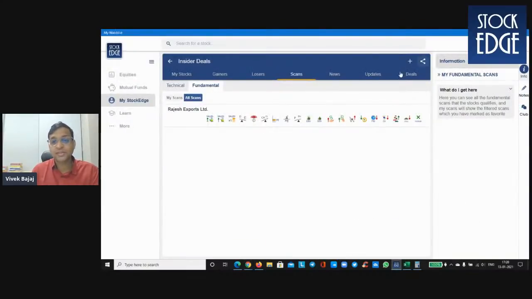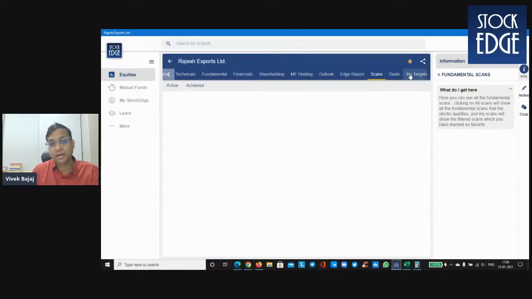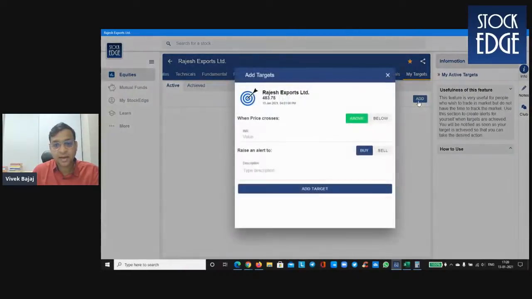So I'll go to StockEdge and I'll go to the stock and I will add a target. I'll say add whenever price crosses around 492, send me an alert because of insider deals by promoter, and you add this.